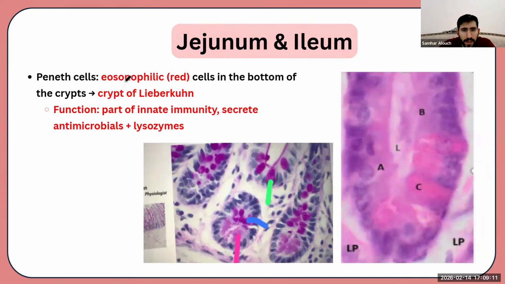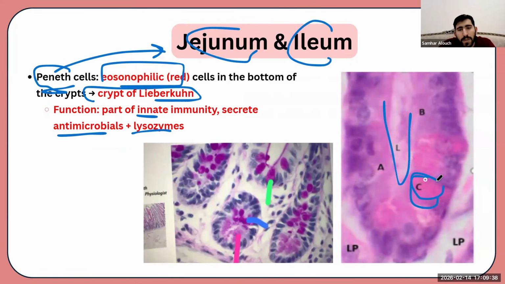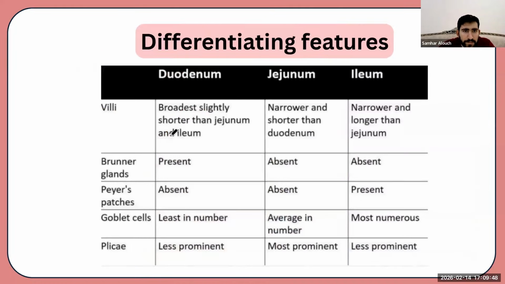Now, as I said, I'm going to explain more about Paneth cells. Paneth cells are eosinophilic or red cells found at the bottom of the crypt. What's the name of the location itself? Crypt of Lieberkühn. That's the place for the Paneth cells. What's the function? It's part of the innate immunity. It secretes antimicrobials and lysozymes, which kill the bacteria. So, Paneth cells are present in both jejunum and ileum. They're found at the crypt of Lieberkühn, which is at the bottom of the crypt. They look eosinophilic and are part of innate immunity. They secrete antimicrobials and lysozymes.